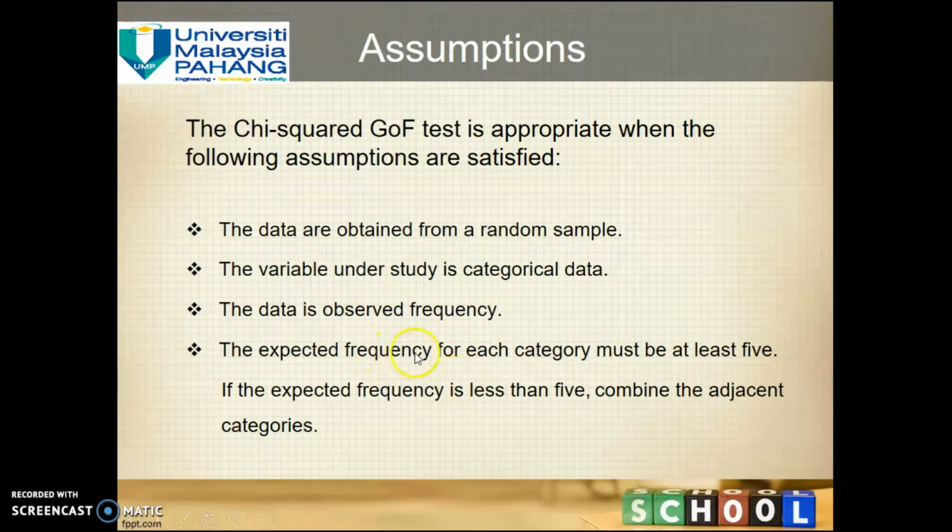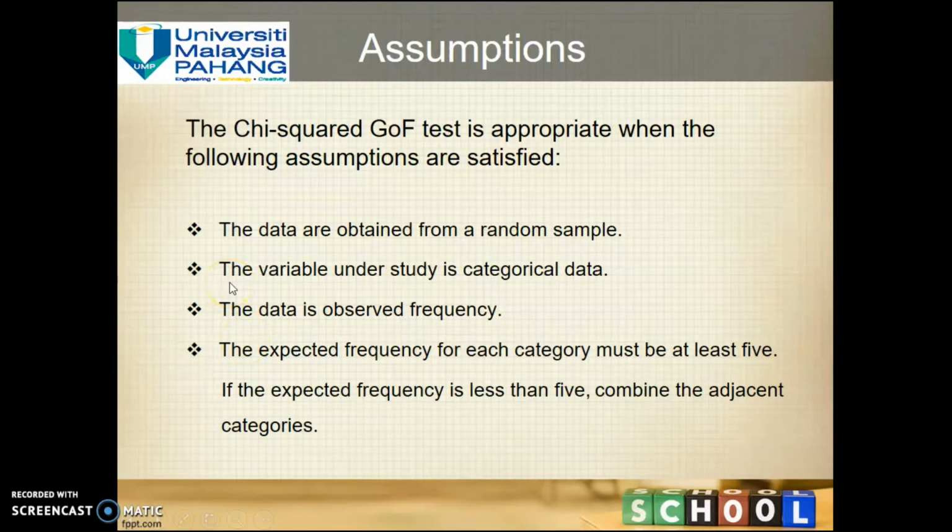Okay, the expected frequency for each category must be at least 5. If the expected frequency is less than 5, combine the adjacent categories. So this one I will explain later. But you have to know that the fourth assumption here we have to check when we do the analysis, when we do the calculation. Okay, 1, 2, 3 we assume already fulfilled for the learning purpose.